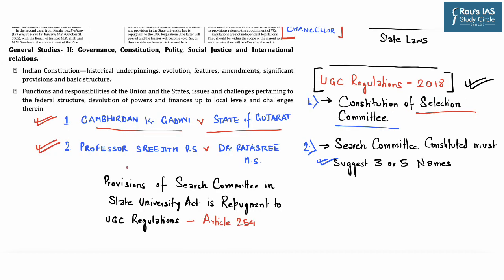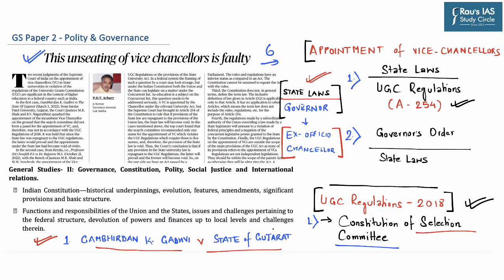Further, in the particular case of Professor Srijit PS versus Dr. Rashri MS, the Supreme Court observed that the provisions of the Search Committee and State Universities Act are repugnant to UGC regulations, according to Article 254 of the Indian Constitution. So again, the issue of supremacy of central law gains prominence with respect to Article 254. Here we need to understand Article 254 of the Indian Constitution and also the term law as defined under Article 13.